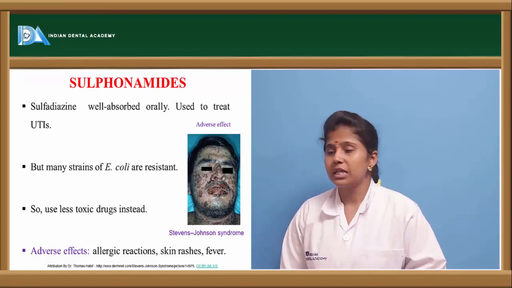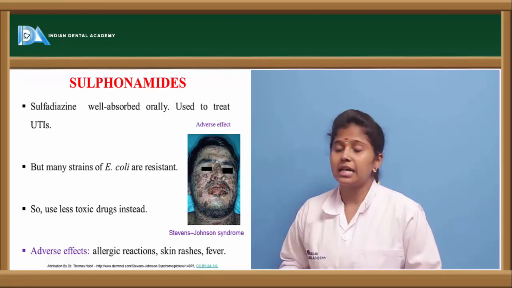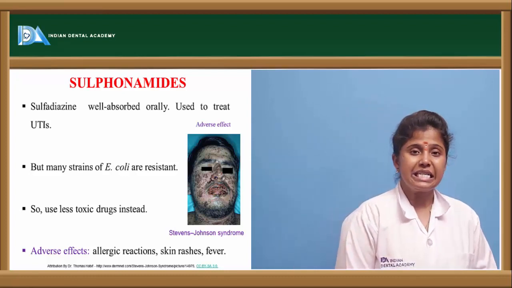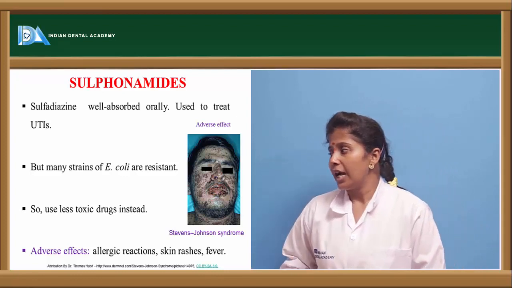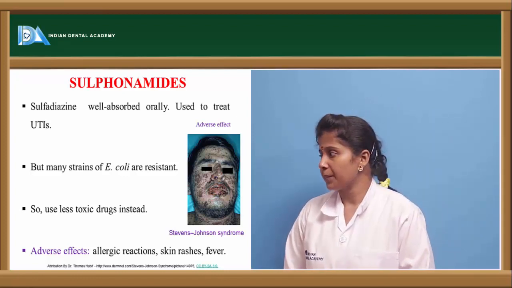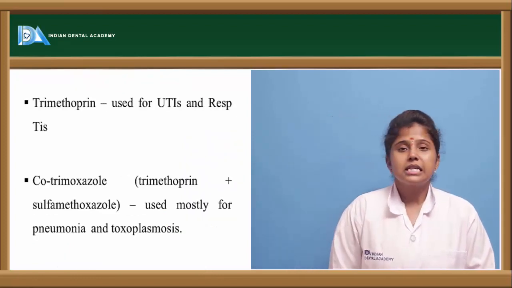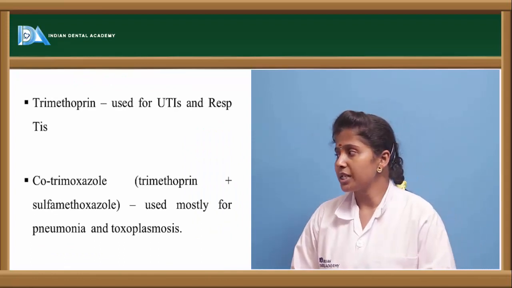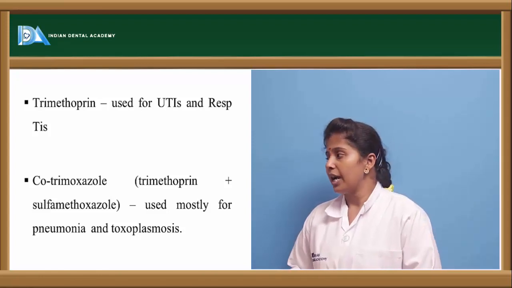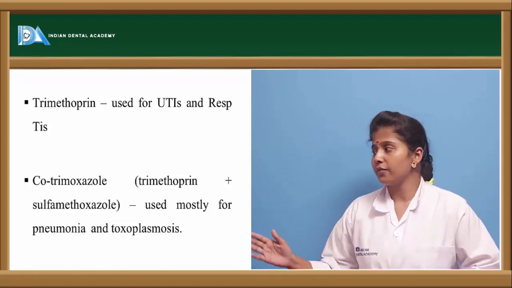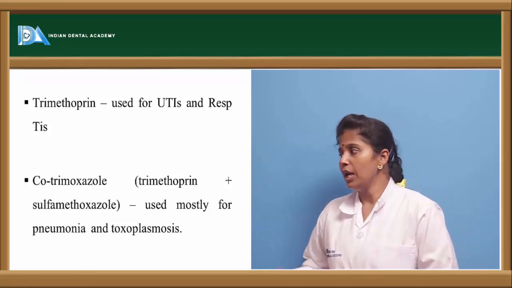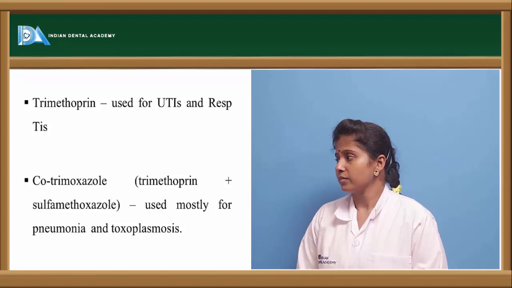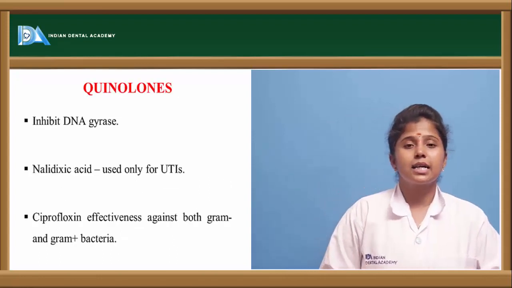These are less toxic drugs when compared to other drugs, and they have various adverse effects like Stevens-Johnson syndrome. This is a serious allergic reaction of the skin, and it causes skin rashes and fever. The other drug is trimethoprim. Trimethoprim is used against various UTI infections and respiratory infections, and co-trimoxazole, which is a combination of trimethoprim and sulfamethoxazole, is used against pneumonia and toxoplasmosis.